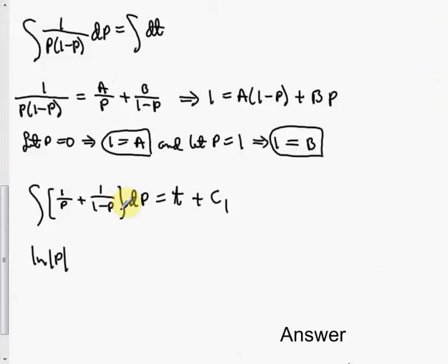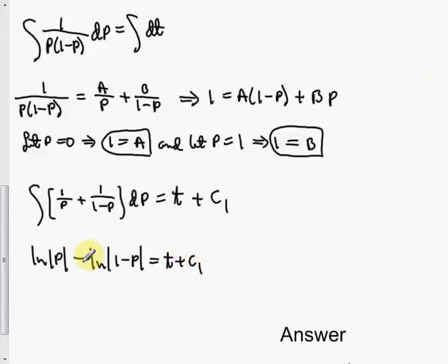That's right. So again, what's the integral of 1 over 1 minus p? Did you hear that, class? The natural log of 1 minus p. This is minus the natural log of the absolute value of 1 minus p. It's equal to t plus c sub 1.